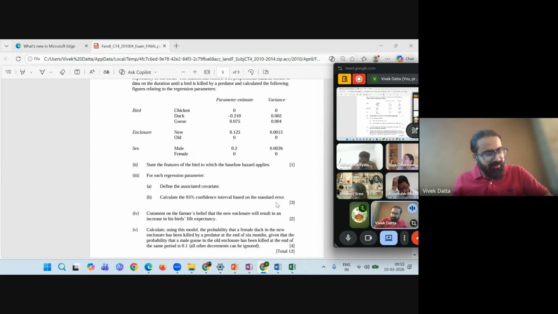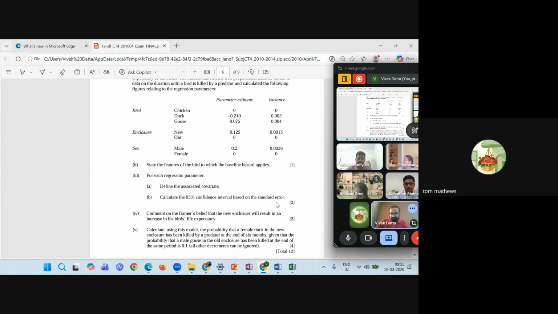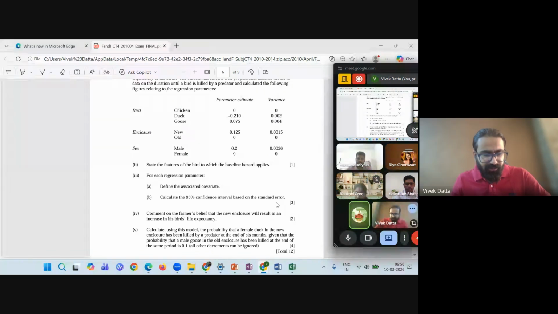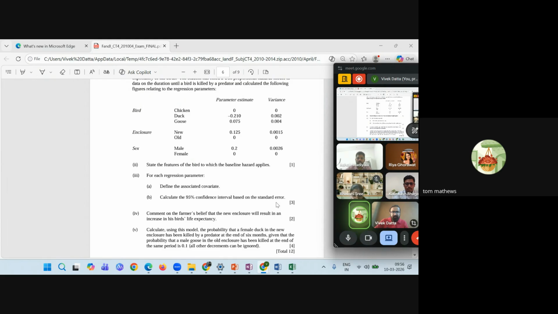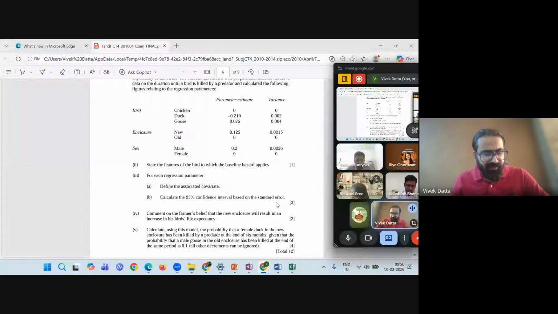Next, Tom, tell me your answer for beta 2, zeta 2 confidence interval. Minus 0.0489, not 0.047. This is minus 0.075 plus or minus 1.96 times the root of 0.004, so that comes around to this. Don't do approximately. Minus 0.0489 and then plus 0.1989. That is what your answer should be. Yes, correct.